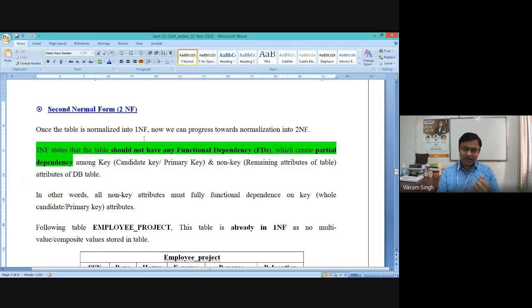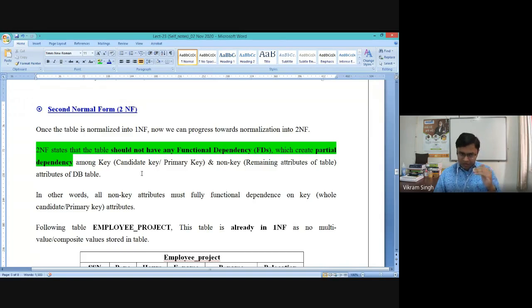And to check that a database table is in the first normal form or not, you need to see the condition of first normal form, which says atomic values, right? So now I'm assuming that a database table is in the first normal form. Now I can check for the second normal form condition. And what does the condition of second normal form say?